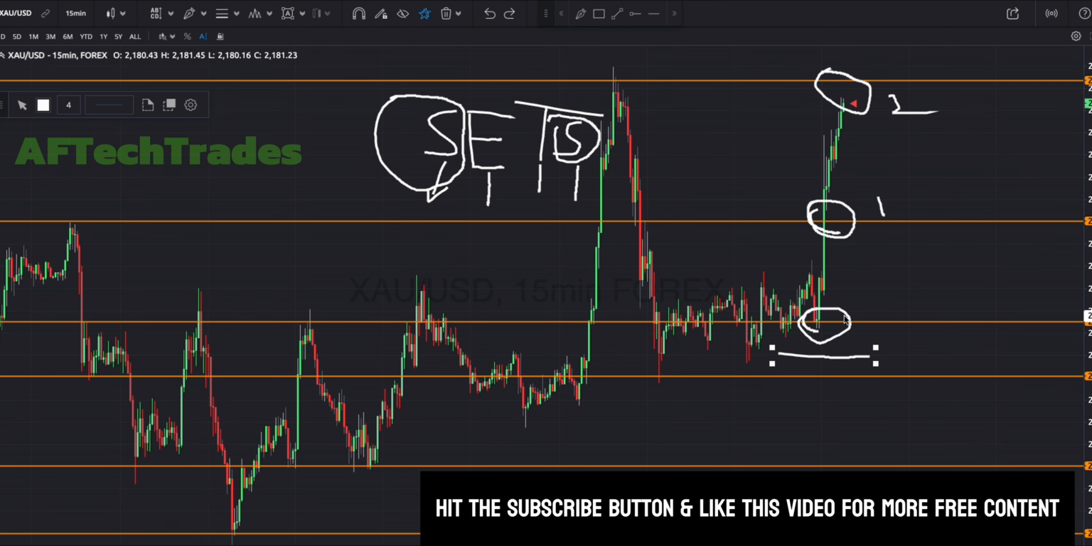Because this market can decide to turn back like this. This market can decide to turn back, so our stop loss will take care of that. Immediately this market turns back, our stop loss will take us out of the market, which will minimize our loss. Stop loss is very, very important while trading. Please take note of this. Always put your stop loss.